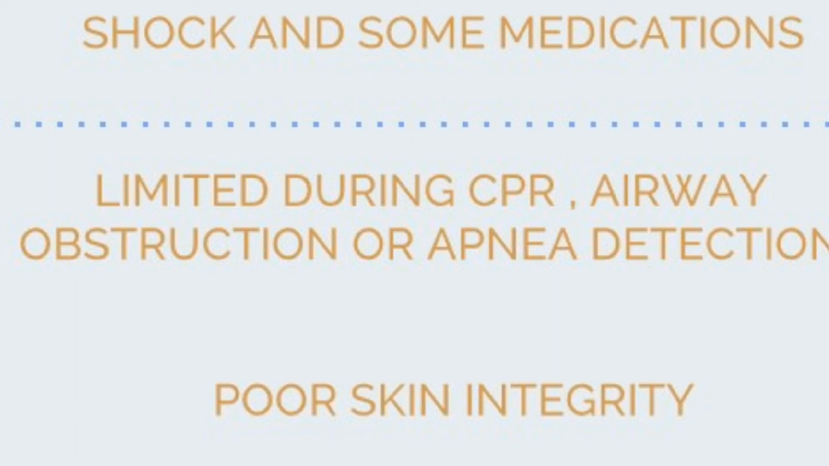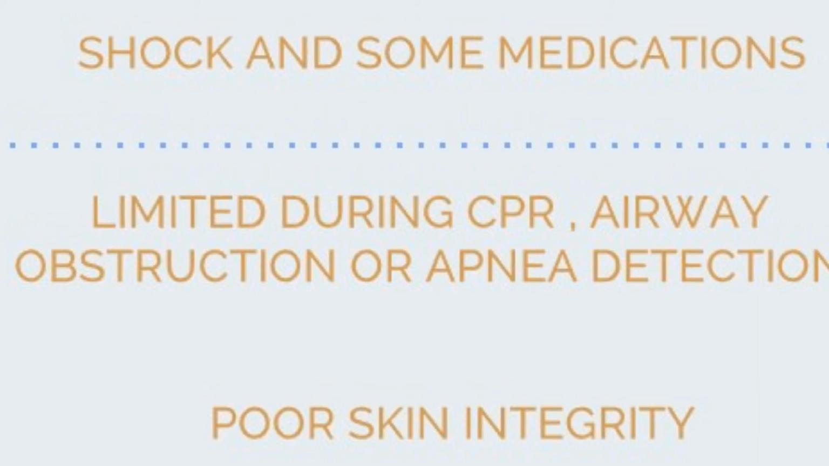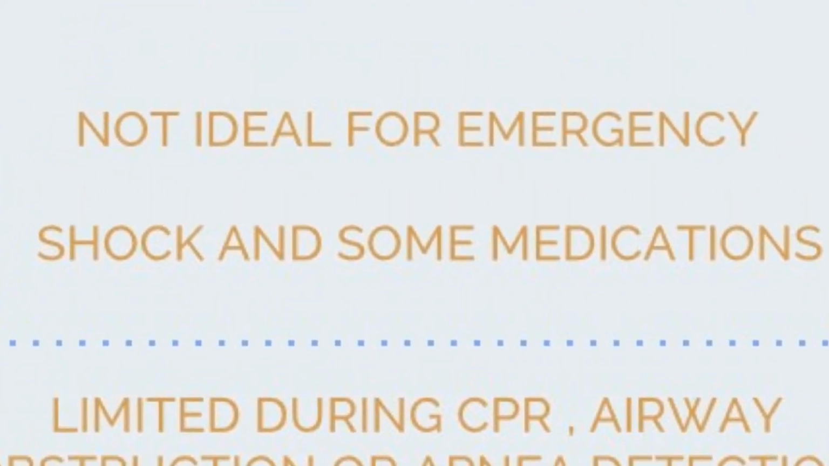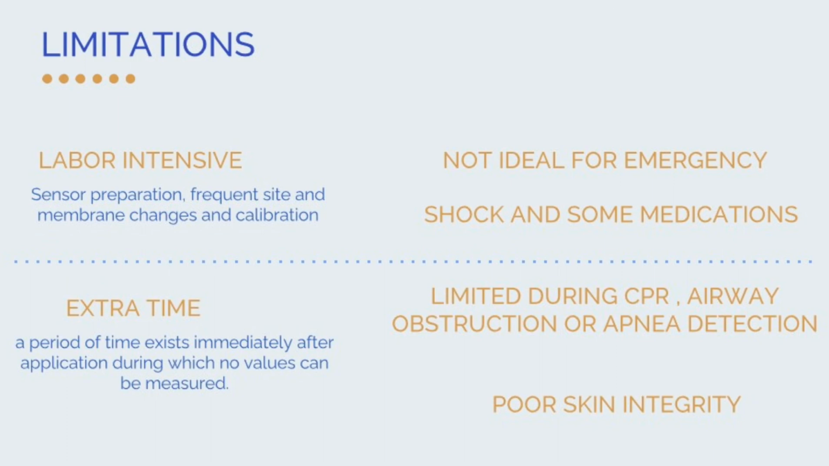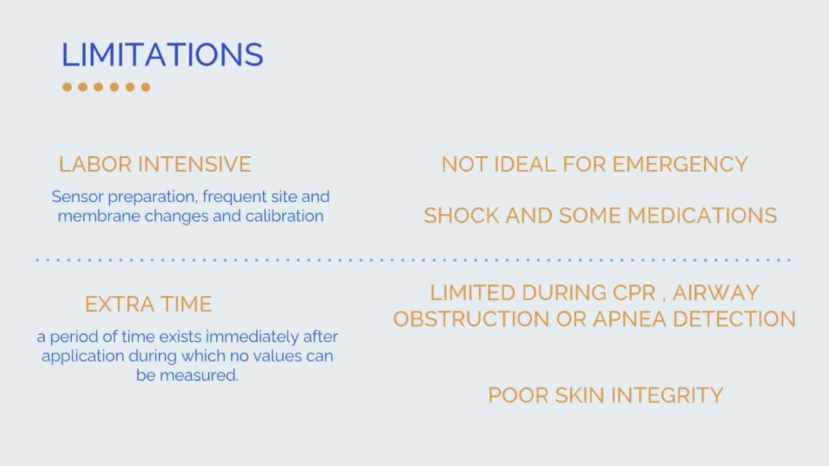A transcutaneous monitor is limited in its usefulness during cardiopulmonary resuscitation and for airway obstruction or apnea detection. Shock and certain medications can also divert blood from capillaries to central circulation. In all cases of reduced capillary perfusion, the capillary blood, which is measured using a transcutaneous monitor, may reflect measurements associated with central venous blood, with a considerably lower PO2 and higher PCO2. If a patient has poor skin integrity, transcutaneous monitoring may also be contraindicated.